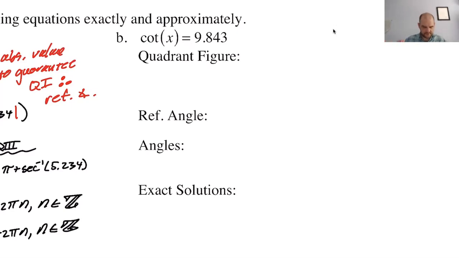But we're here now. So cotangent of x equals 9.843, and we want to try to find x. So I'm going to start off the same way. This is basically the same problem. A, S, T, C. So where is tangent positive? That's here and here. So I'm going to need a reference angle.